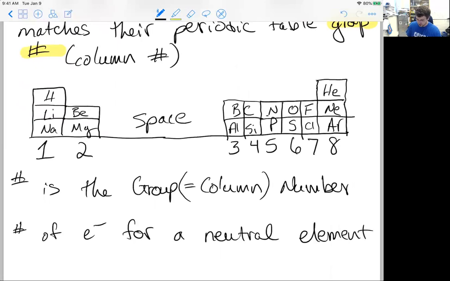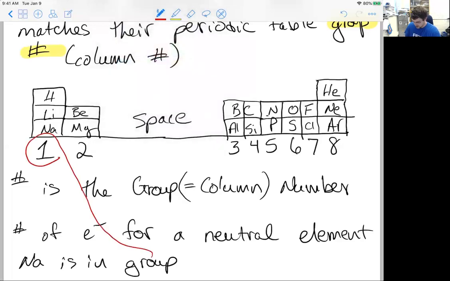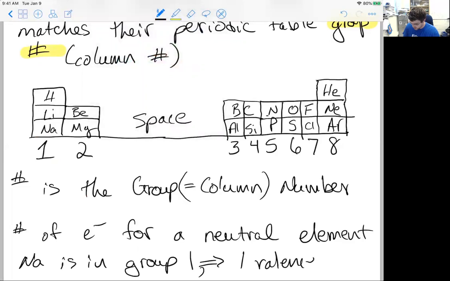Okay, so what I would say is that if we look at this, Na is in group, see if you can find it. I'm going to sketch it once and then erase it. You look at that, it's in group 1, right? There's sodium. It's in group 1, and as a result, it has 1 valence electron.